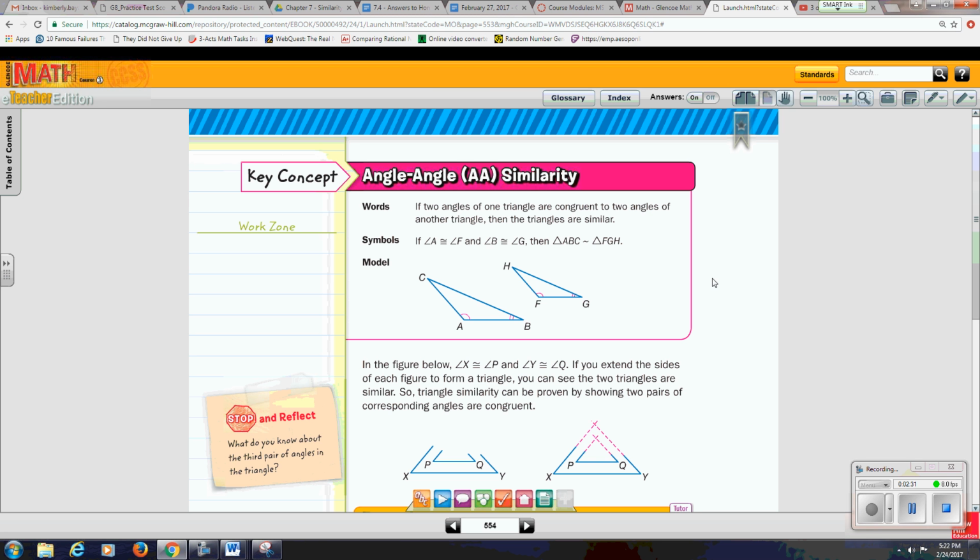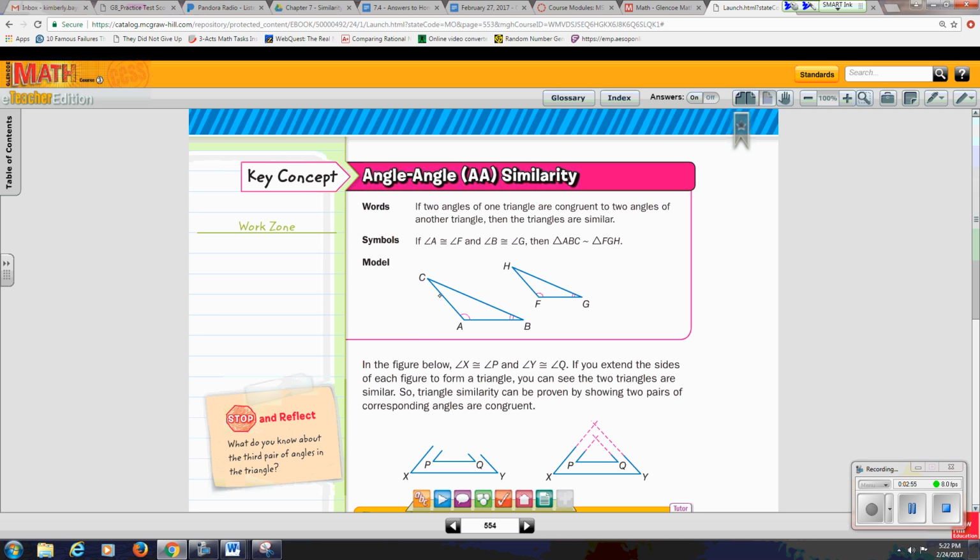And what I want to point out is something called angle-angle similarity. If two angles of one triangle are congruent to two angles of another triangle, then the triangles have to be similar. They have to be. They could even be congruent, truthfully, but we know they at least have to be similar.